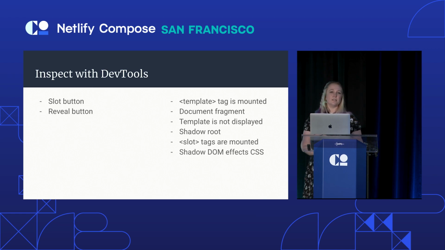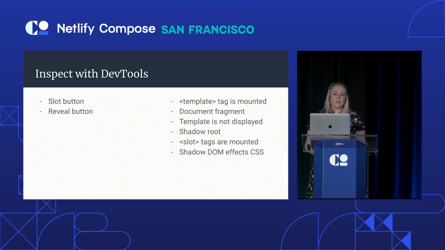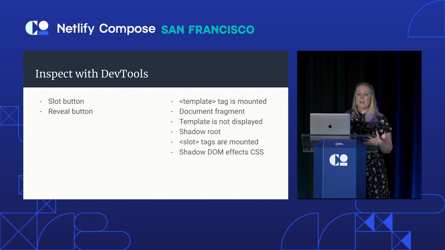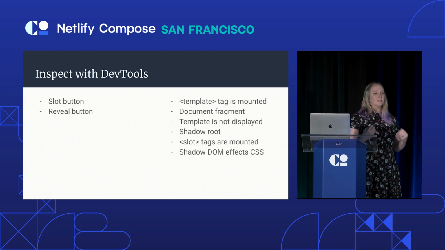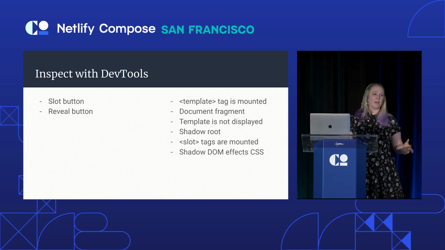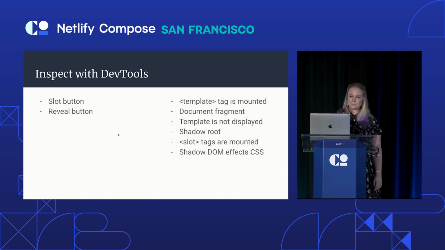So we talked about how DevTools gives you the slot and the reveal button, how the template and slot tags are mounted in the DOM. The template tag creates a document fragment, but it's not displayed on the page, and we created a shadow root, and that creates a shadow DOM, and that affects the CSS. There are some gotchas there. It's the biggest complaint about how web components were implemented in HTML.